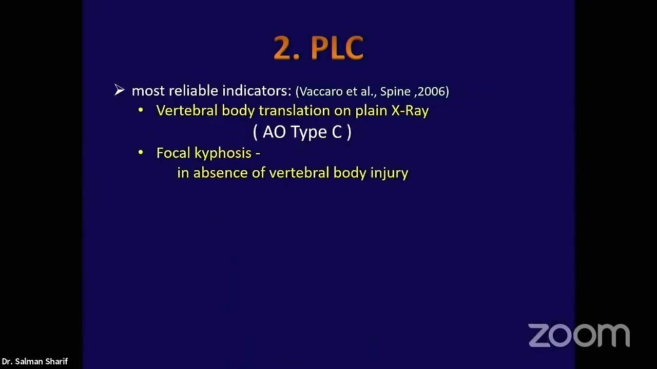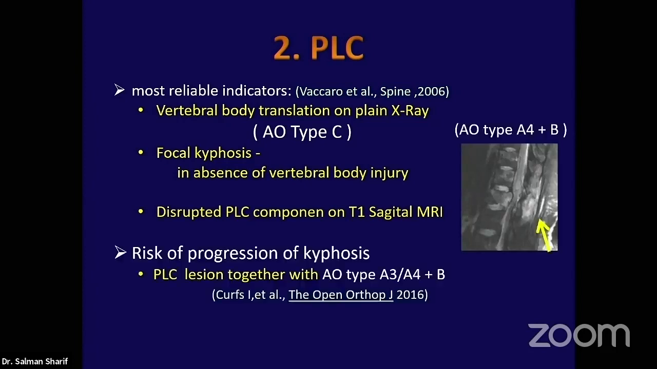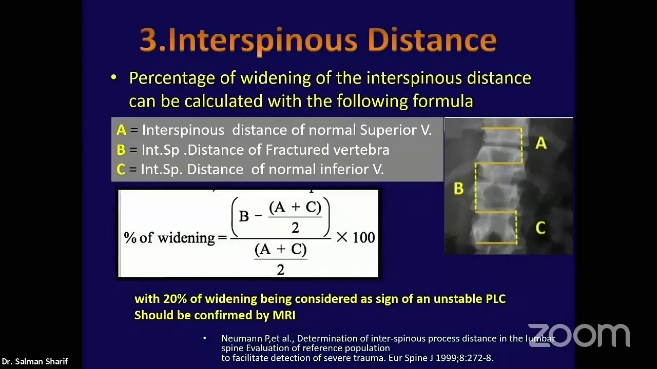The most reliable indicator, said Vaccaro et al., is vertebral body translation on plain X-ray, AO type C, and focal kyphosis in the absence of vertebral body injury. Disrupted PLC component on T1 sagittal MRI, like in this picture clearly. And there is a risk of progression of kyphosis with AO type A3, A4, and B because of PLC lesion.